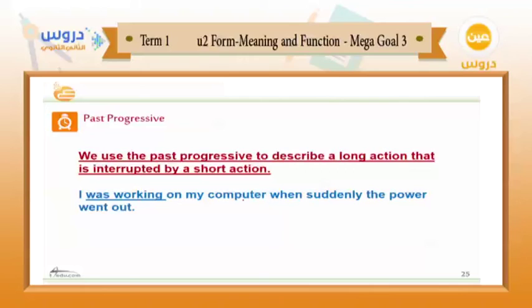We use the past progressive to describe a long action that is interrupted by a short action. For example, I was working on my computer when suddenly the power went out. So this is the longer action, which is what? Was working. When suddenly the power went out, this is the action that interrupted the longer action.